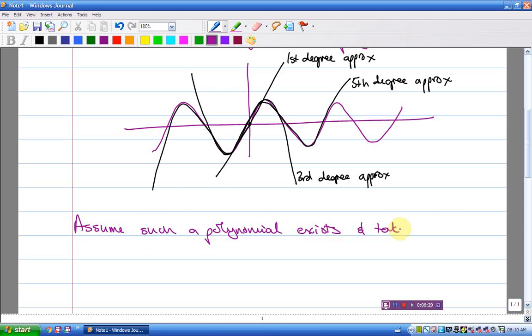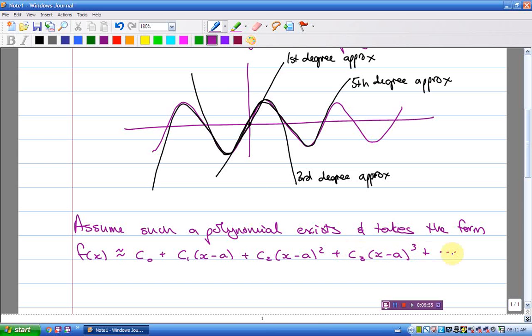And it takes the form: f of x, our actual function, our log or our sine or our exponential, the thing that's not the polynomial, is approximately equal to some constant plus some constant times x minus a plus some constant times x minus a squared plus some constant times x minus a cubed, and on it goes. So that thing I've written down there, the thing on the right, is a polynomial. And we're putting dot, dot, dot because we're assuming that it can go on forever.